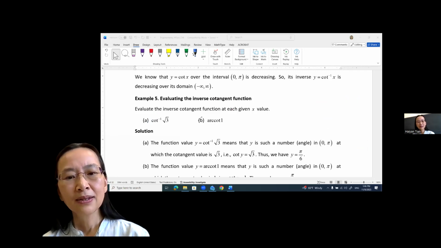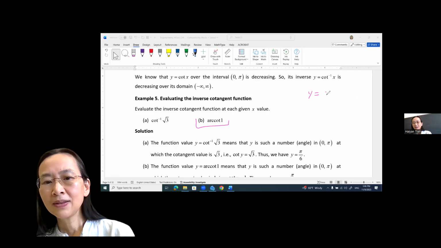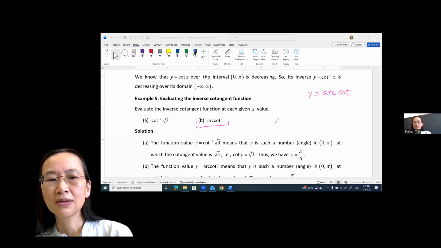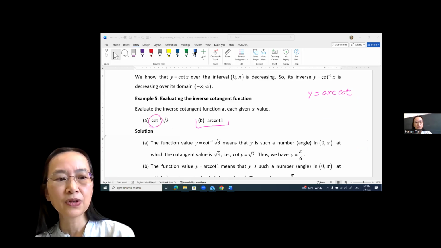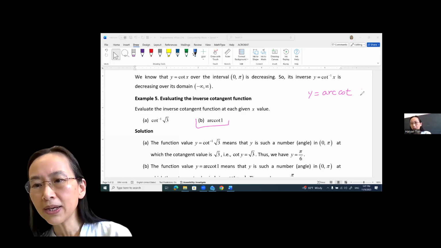Now, second question. So you want to evaluate inverse cotangent. Okay, arc cotangent, which is also written as, that's just a different name for the cotangent inverse. We have used this more than once, so now we're more used to it. So just get used to different names for the same function. So arc cotangent at 1.